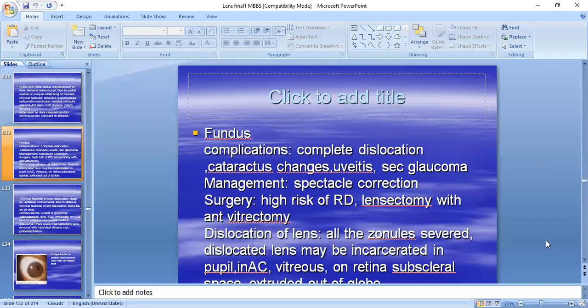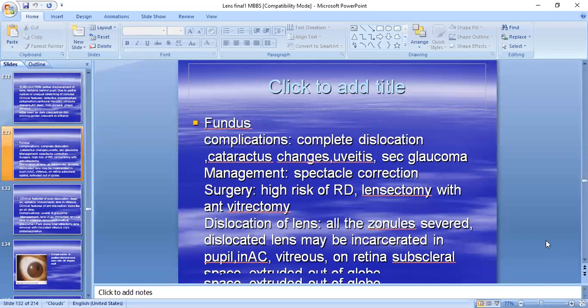Suppose the aphakic area is less, in such conditions you can as well correct the phakic portion. Even with spectacle correction, if it is not satisfactory to the patient, in such conditions what we do is a lensectomy with anterior vitrectomy and posterior chamber IOL implantation, scleral fixation mostly.